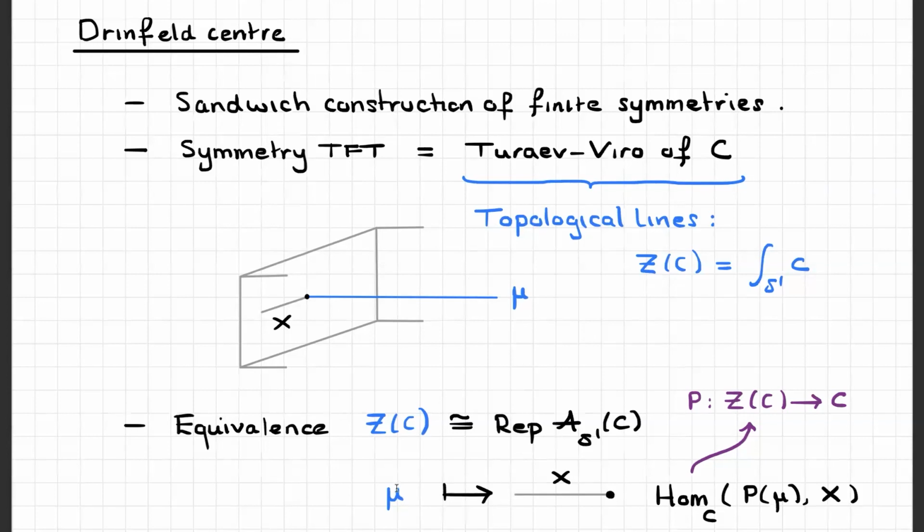If you have some simple object, mu, in the Drinfeld center, you'd like to map it to a representation of the tube algebra. And the way you do it uses this picture. You essentially just look at operators at the junction between the bulk line ending on the boundary and some boundary line x. Okay, so this gives a functor in one direction, but this is an equivalence.